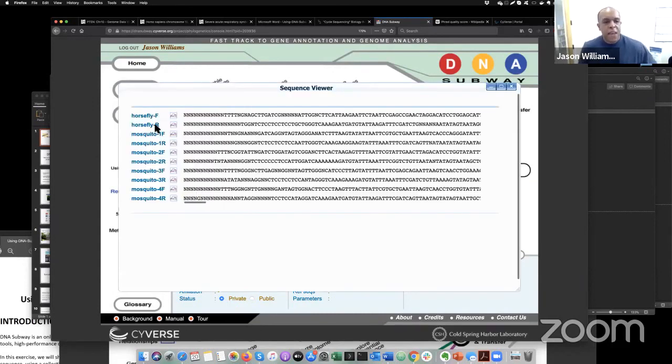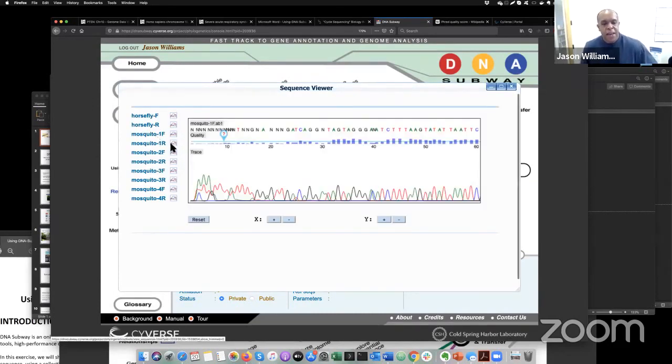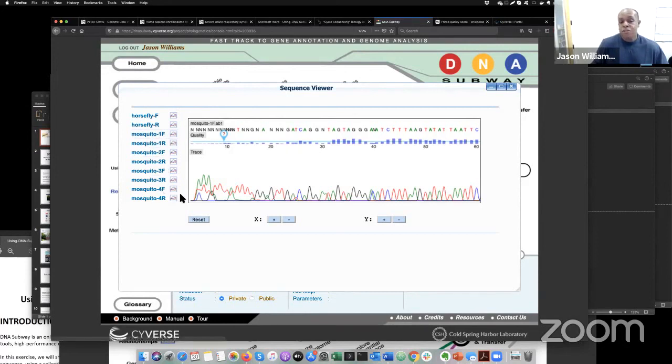What you should do is take a look at the data that we have here. And we've got some for all of the mosquitoes. And let me clue you in that when we say a mosquito is mosquito 1F and 1R, those are the same mosquitoes. So we've got 1, 2, 3, and 4 mosquitoes.